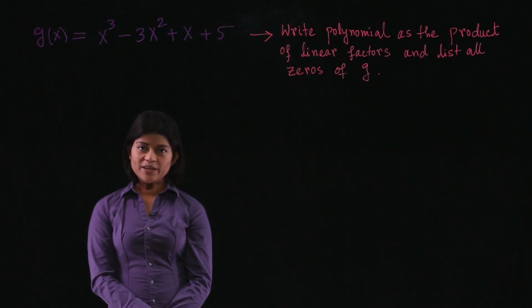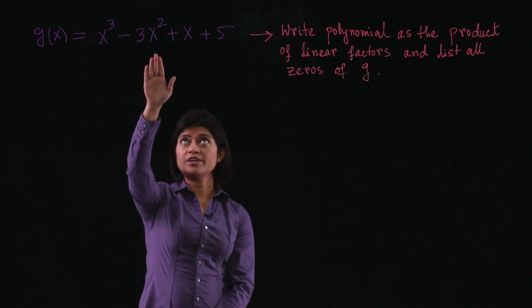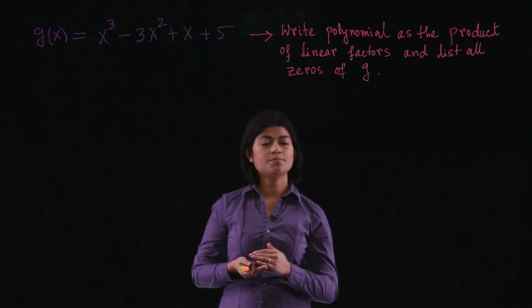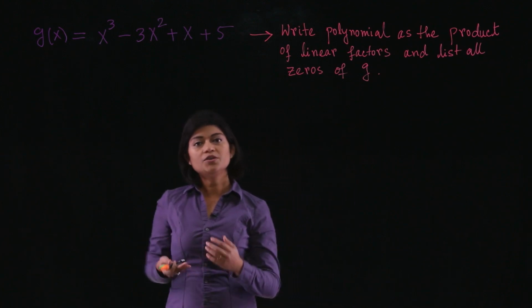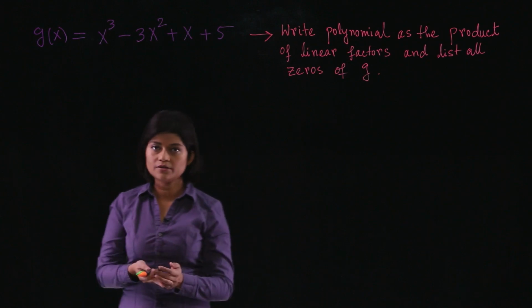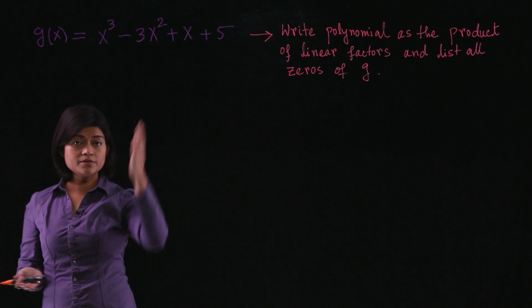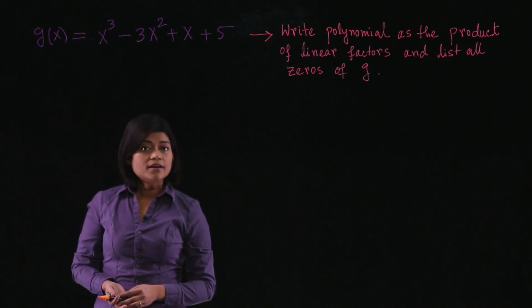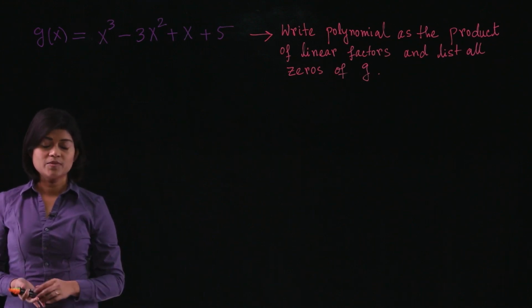Hi, I'm Papia. In this problem, we have a polynomial g and the expression is x cubed minus 3x squared plus x plus 5. We have to write this polynomial as a product of linear factors and then list all the zeros. Well, you know that each zero corresponds to a factor and vice versa. Now, notice that this is a degree 3 polynomial, so it will have 3 zeros. So, we can start by checking if there are any real zeros.